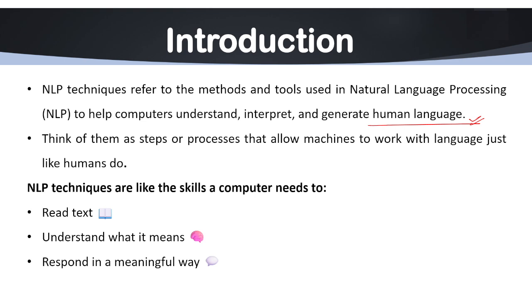For example, if you want NLP for text processing and pre-processing, you have a different NLP, right? If you want to analyze the semantic or syntax, then you have a different NLP. So this is what I have told you. These techniques are organized into different categories based on their purposes and functions. As you can see here, NLP techniques are like skills a computer needs to read the text, understand what it means, and respond in a meaningful way.